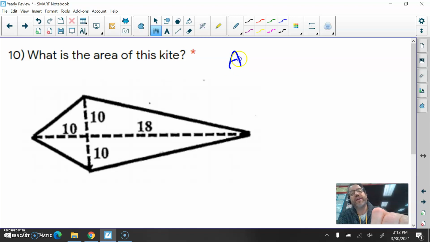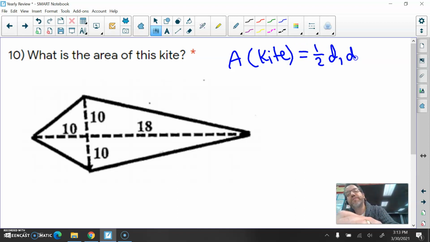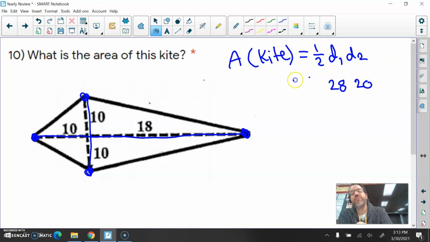To find the area of a kite, you take 1/2 times D1 times D2. And D are the diagonals. Remember, the diagonals, you're basically talking about the height of the kite, which is 10 plus 18. That's 28, isn't it? And D2 is the width of the kite, this measurement here, which is 10 plus 10. That's 20. So we have 1/2 times 28 times 20 will give us the area of this kite.